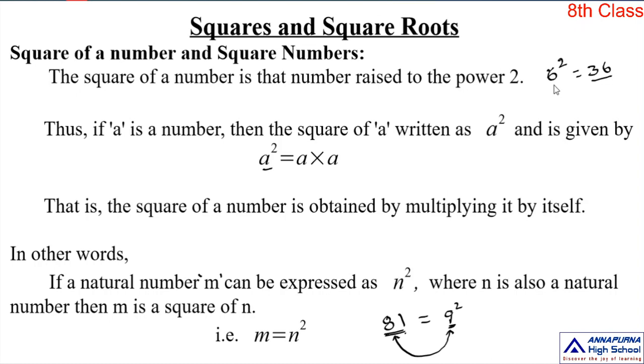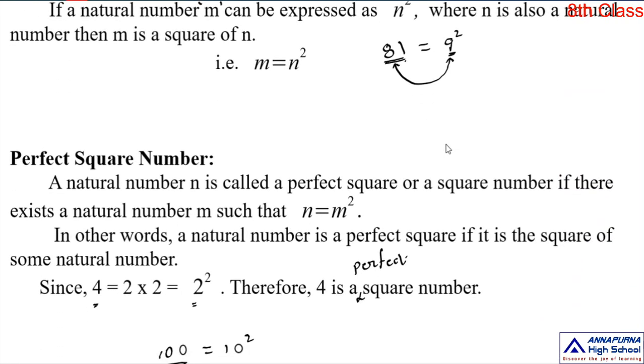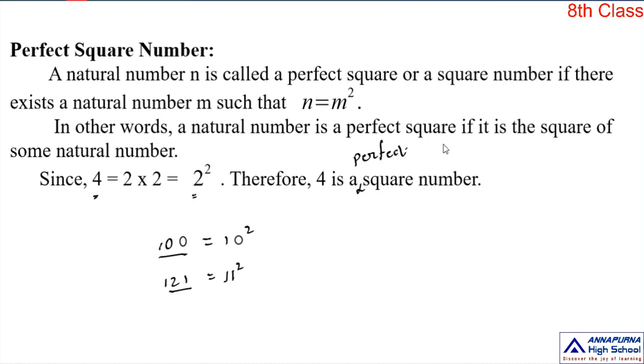So how to find the square of a number? If you take a natural number 6, how to find its square? 6 square is equal to 36. Sorry, this 36 we call the square of 6. In the same way, this 36 is called a perfect square number. Why? Because 36 is expressed as a square of one natural number. So this is the definition of perfect square number.